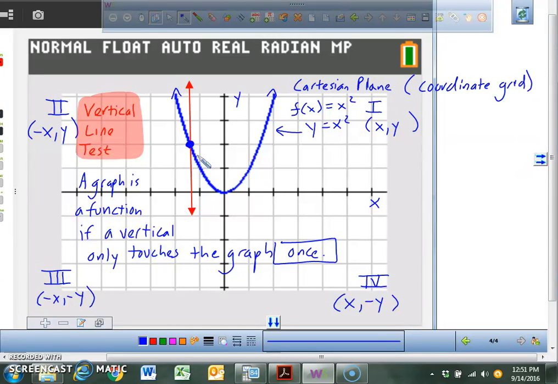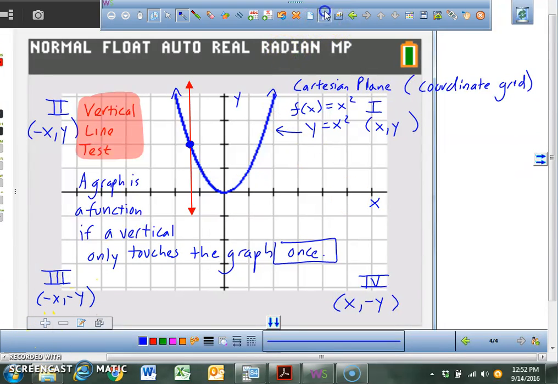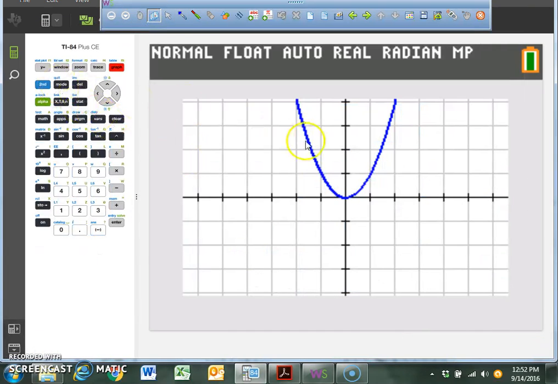Now I'm going to show you something that is not a function, and hopefully by doing the vertical line test, it will make a little bit more sense. So I'm going to pause it real quick, let you guys write this down. So what I'm going to do real quick is I'm going to go ahead and go to the screen real quick.